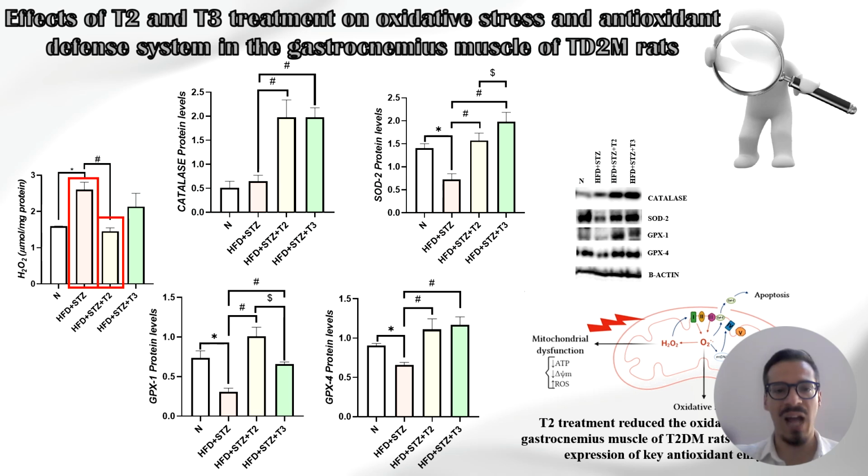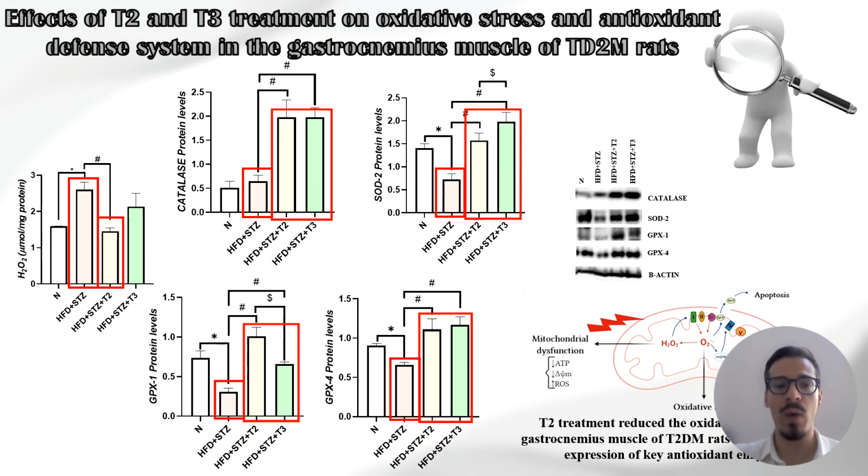To further characterize the antioxidant defense system, we evaluated the protein levels of catalase, SOD2, GPX1, and GPX4, key antioxidant enzymes involved in reactive oxygen species detoxification. In diabetic rats, catalase, SOD2, GPX1, and GPX4 protein levels were significantly reduced compared with control animals, suggesting a diminished capacity to detoxify reactive oxygen species and protect mitochondria from oxidative damage.